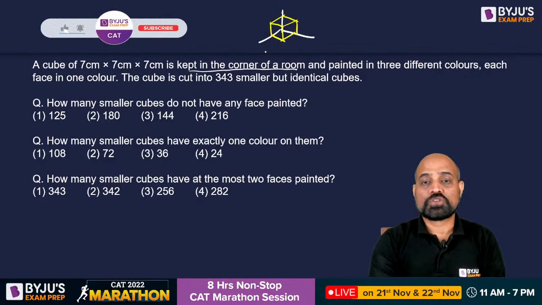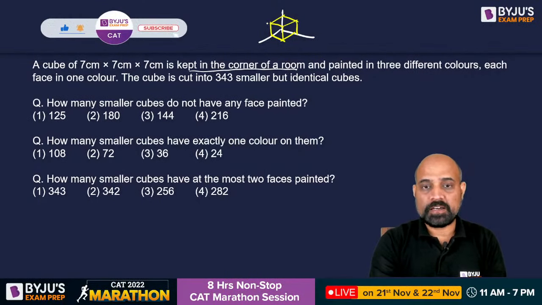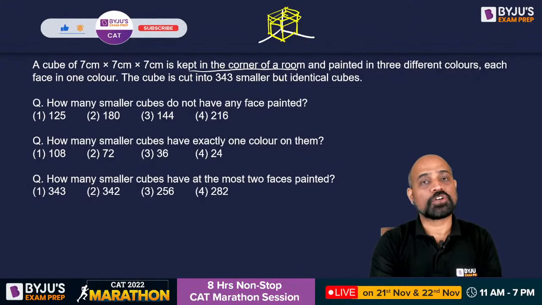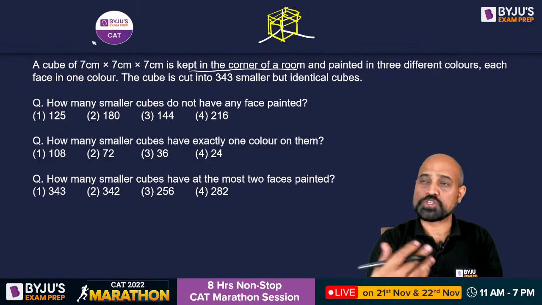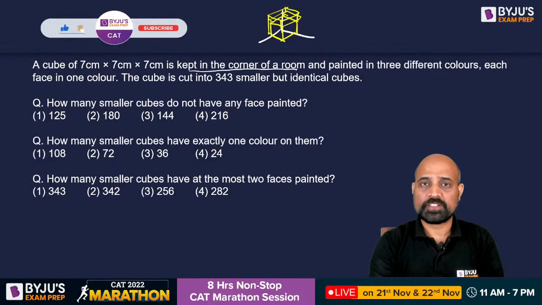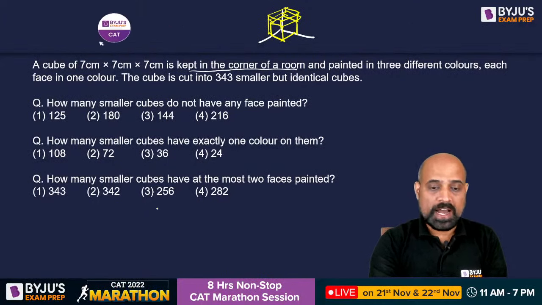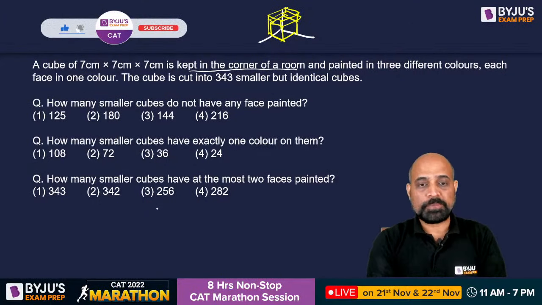Okay. So what we can do is we can understand that a layer from each of those not visible faces is peeled off, and then we can solve it, or we can visualize it and then solve it. Okay, so either way we will be able to solve it.